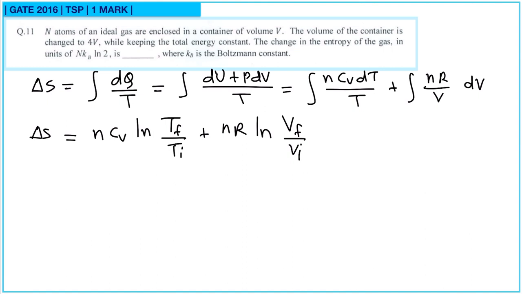But here energy is not changing. So energy is constant. That means temperature will be constant. So Tf by Ti will be 1 and ln of 1 is 0. So this will be 0.